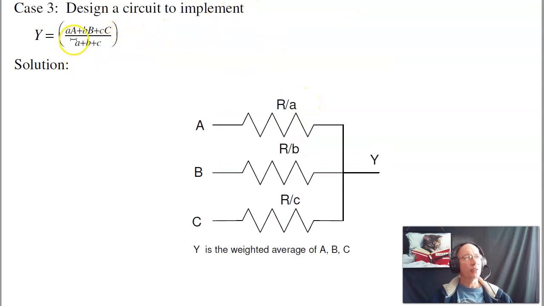In general, if I want to have a weighted average of A, B, and C, I would just pick a resistor R. This resistor is R over A, this one's R over B, R over C. I've got a weighted average. But note for this to work, the sum of the numerator, A, B, and C, is equal to the denominator. If they're all equal to 5 volts, Y will be 5 volts.